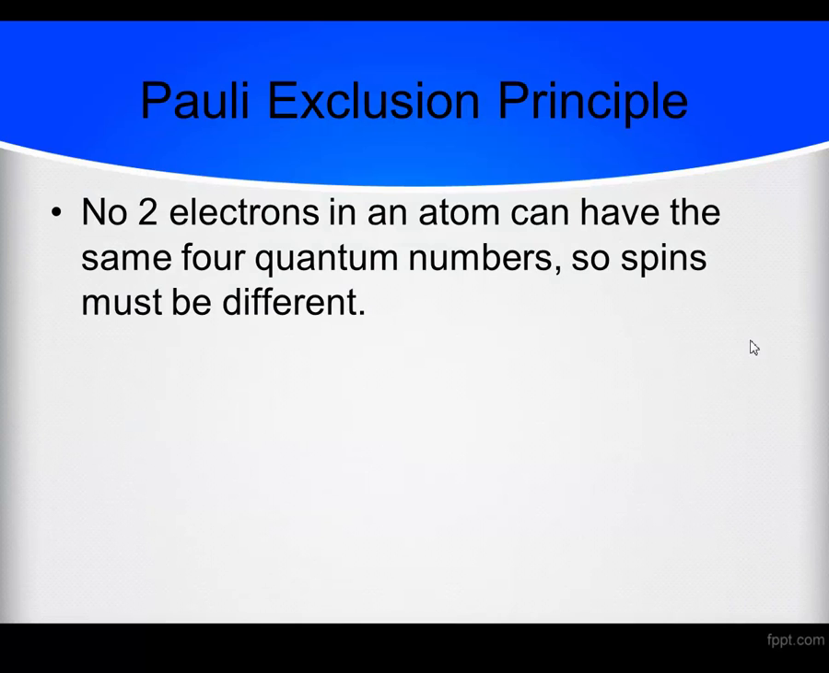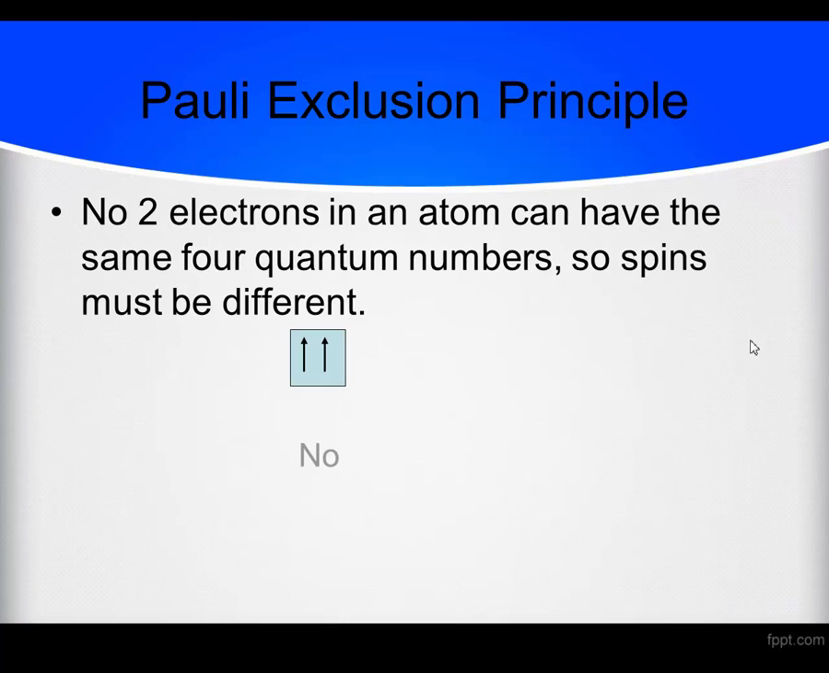So Pauli's got a rule, and you're gonna be asked about this rule on the test. So this is an important one to put a star next to. Pauli has a rule that says that no 2 electrons in an atom can have the same 4 quantum numbers. So basically what he's saying there is that electrons have to spin differently from each other.